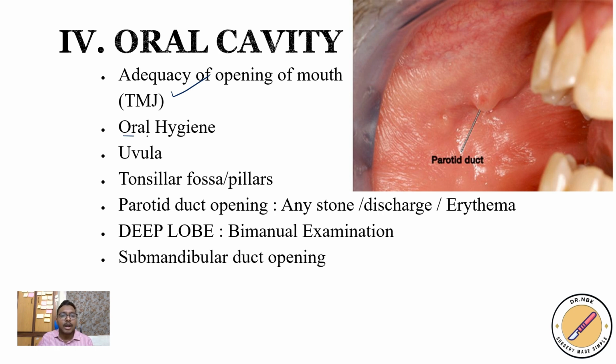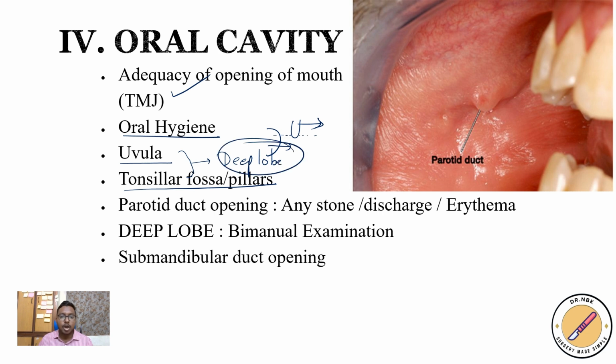Then apart from that, oral hygiene. You should check whether there are any tobacco staining or any other ulcers or any improper hygiene. Then uvula. You should always check for uvula whether it is in midline or whether there is any displacement. Why is it important to check for the position of uvula? I told you whenever deep lobe of the parotid gland is involved, that will push the ipsilateral tonsils and also the uvula to opposite side. That is why you should always check for the midline position of uvula. The same applies for the tonsillar fossa or pillars. So this is mainly important to check whether deep lobe has been involved or not.